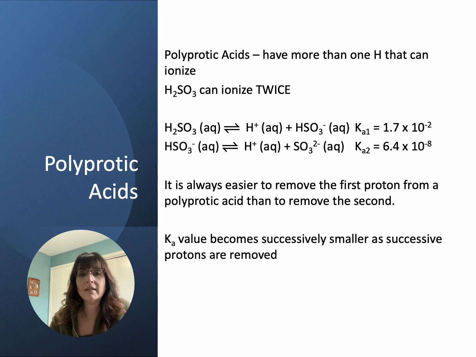ionization equation, and notice that Ka value is much, much smaller. In other words, H2SO3 is more likely to lose one hydrogen, but it takes a lot more to lose that second one. And you'll notice that if there's, like, citric acid has 3 H's, each successive Ka value becomes smaller and smaller. So very likely to lose that first H, not so much for the second one, and even less for the third.